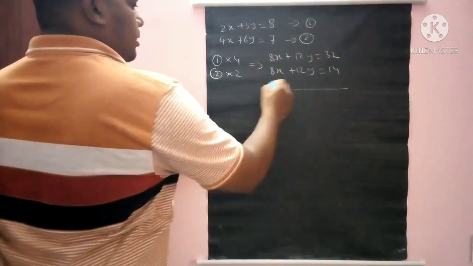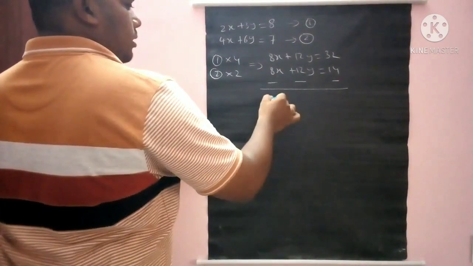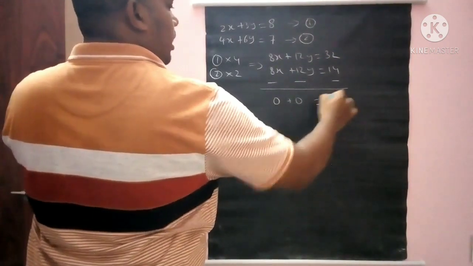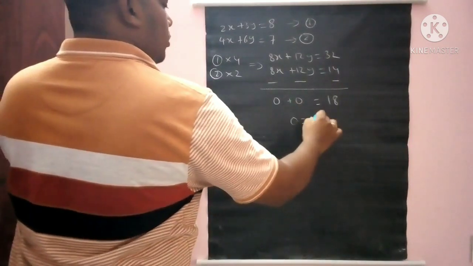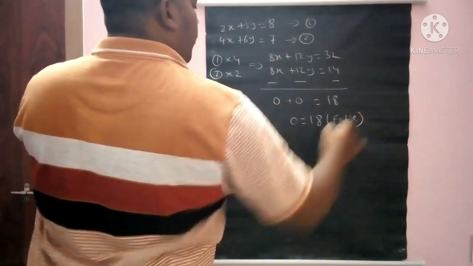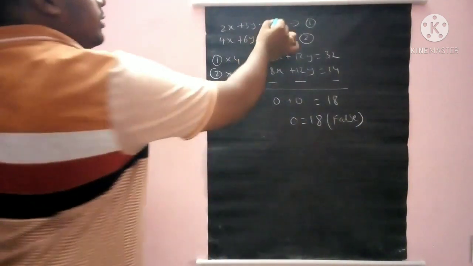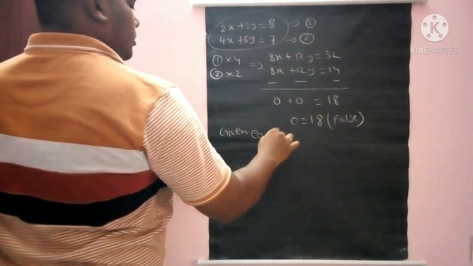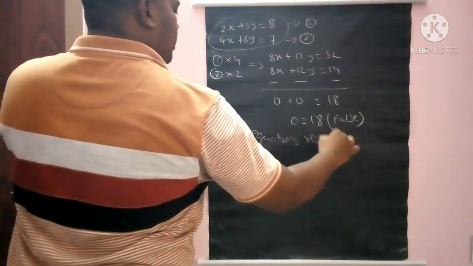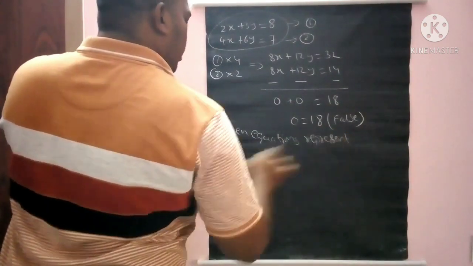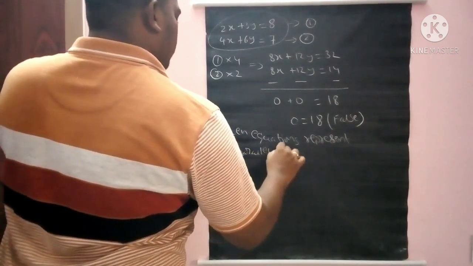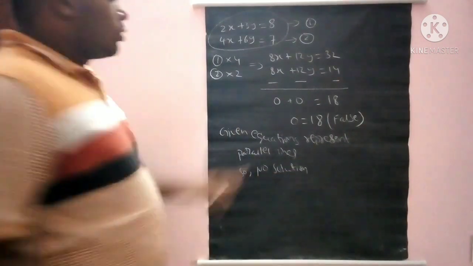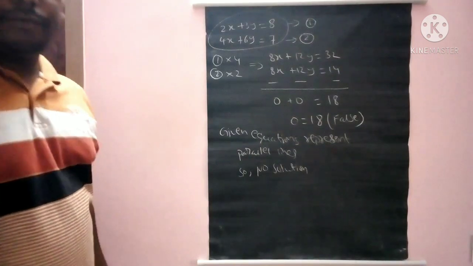So here, if you subtract, what do you get? This is 0 and again 0. Here 32 minus 14 is 18. So 0 is equal to 18. So this is a false statement. So the given equations represent parallel lines. So no solution. Without a variable, we are getting a false statement.